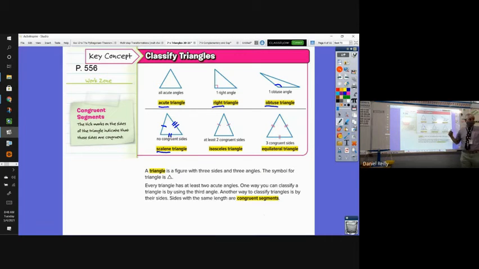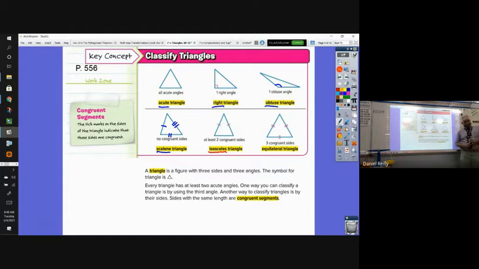If two of the sides of the triangle are equal, shown here by having the same number of tick marks, that is an isosceles triangle. An isosceles triangle. If you don't have your book, you're probably going to want to write these 6 things down so that you can do the problem. Okay, if you have your book, you can go back to page 556 for these different classifications of triangles.